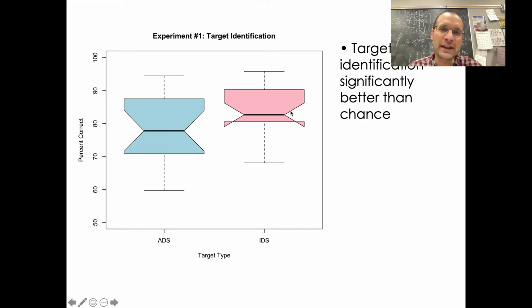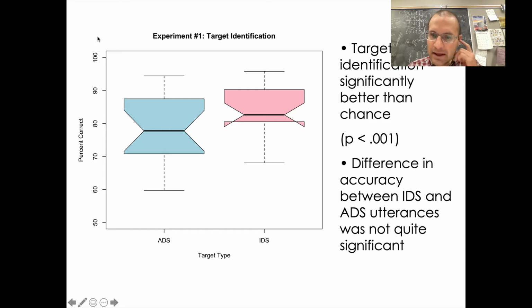And for both, the percentage of stimuli that they correctly identify the target of is significantly higher than chance. We don't have the tools yet to actually know how to test that, but I'll get you to that before the end of the semester, I promise. But for infant-directed speech tokens, they were getting slightly more than 80% of those correct on average, or on median, I guess you could say. And for the adult-directed speech tokens, it was slightly less than 80%.